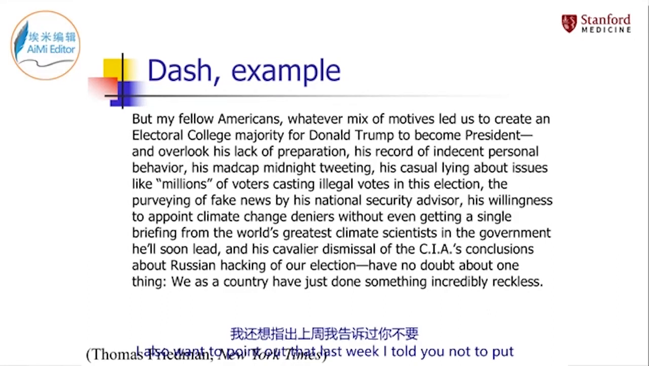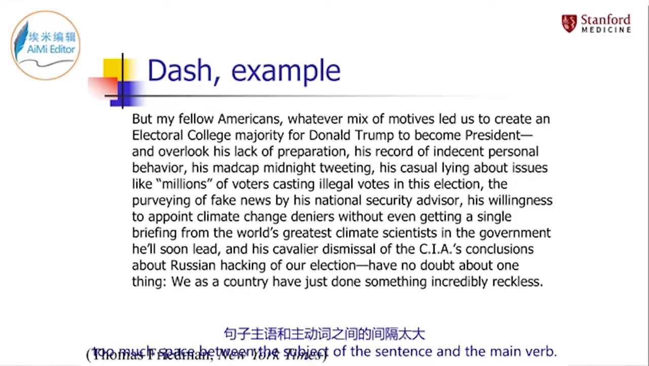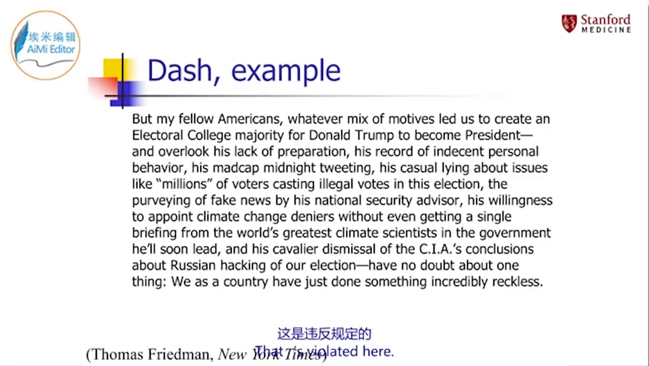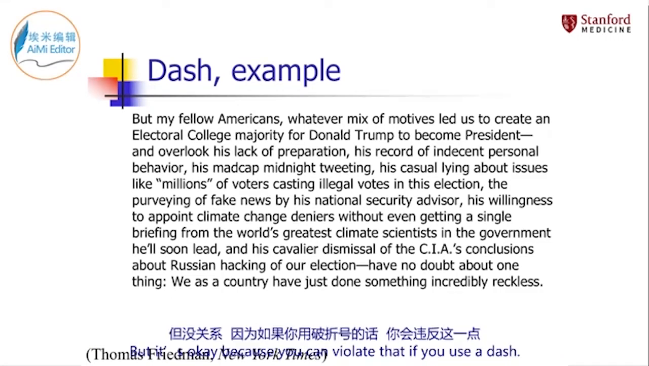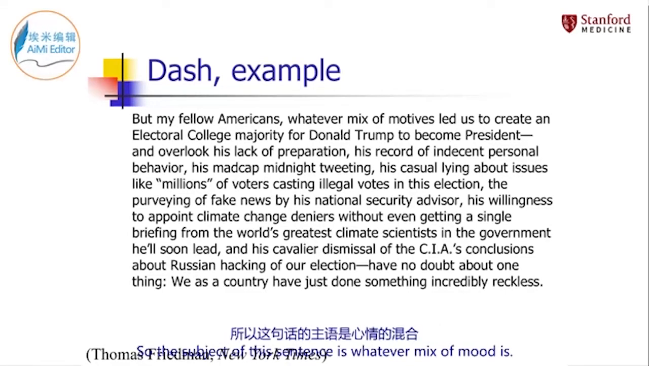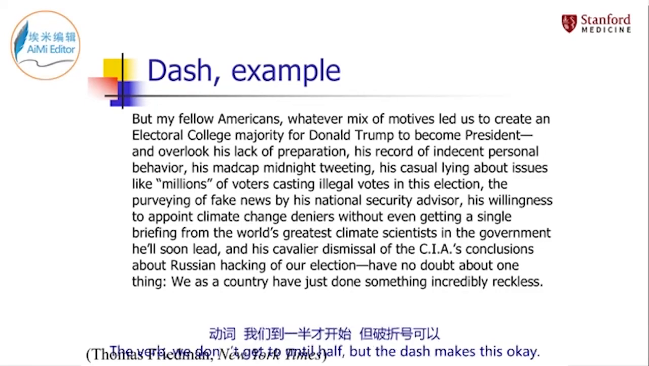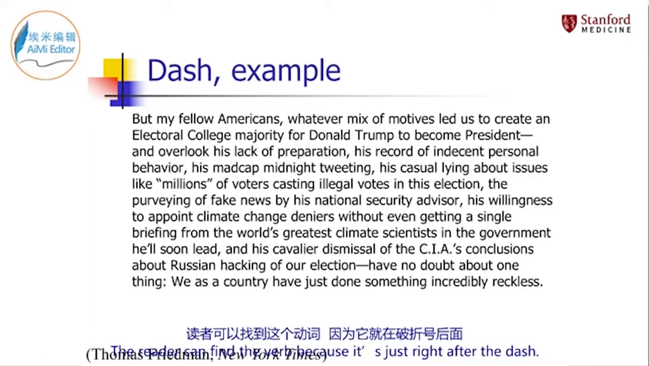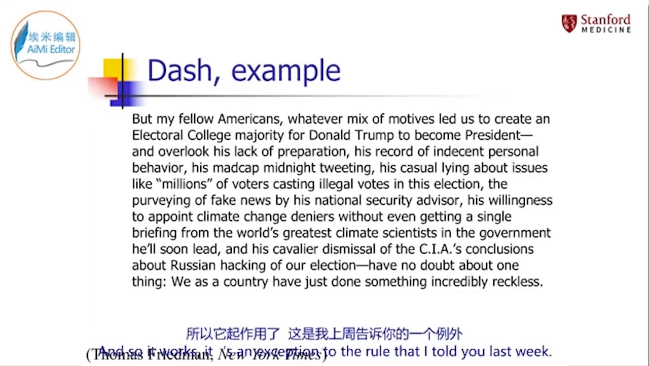I also want to point out that last week I told you not to put too much space between the subject of the sentence and the main verb. That's violated here, but it's okay because you can violate that if you use a dash. So the subject of this sentence is whatever mix of motives. The verb we don't get to until have. But the dash makes this okay. The reader can find the verb because it's just right after the dash. And so it works. It's an exception to the rule that I told you last week.